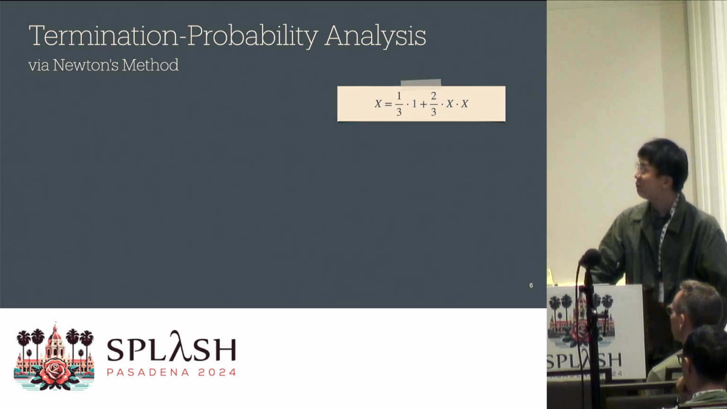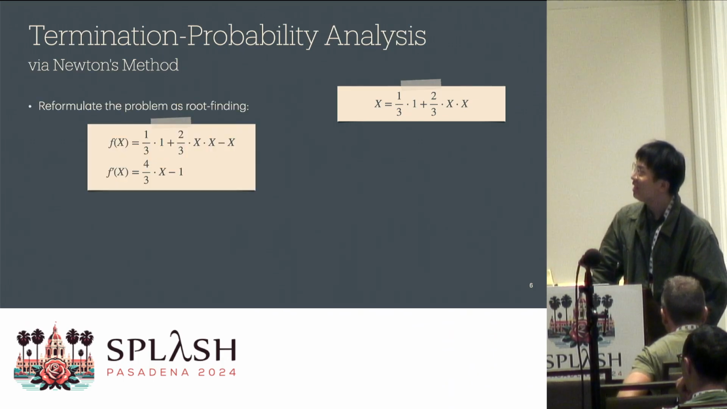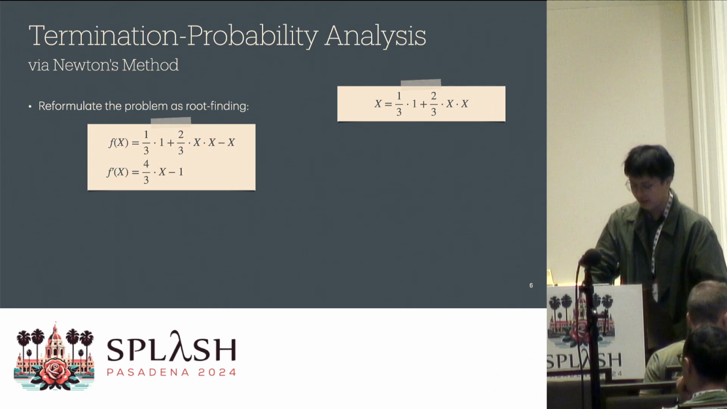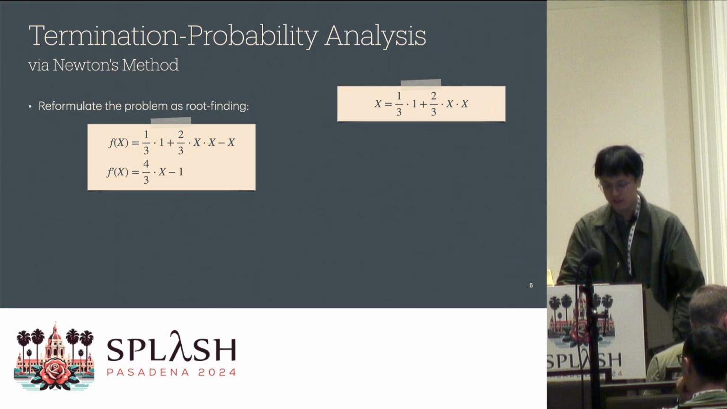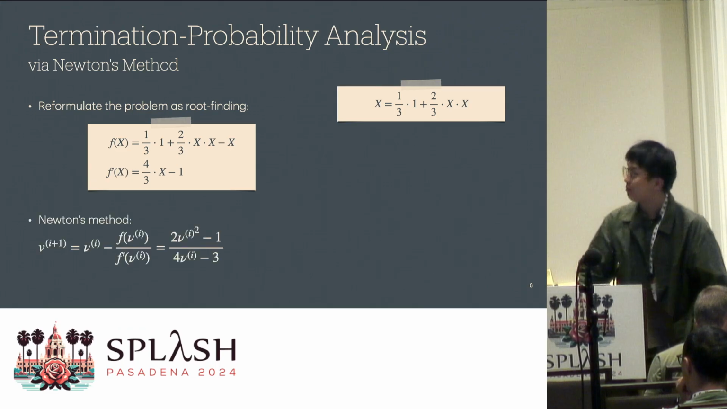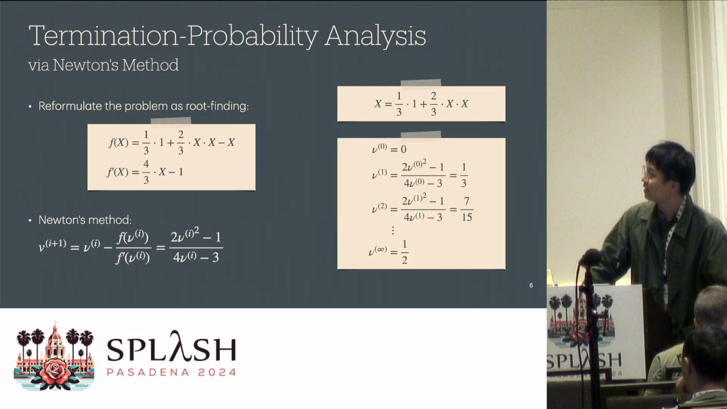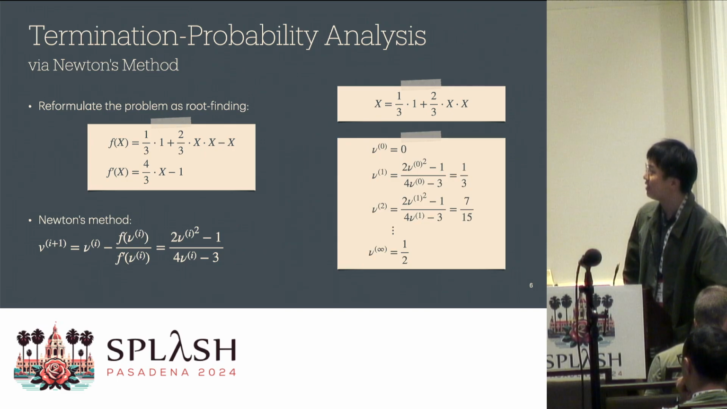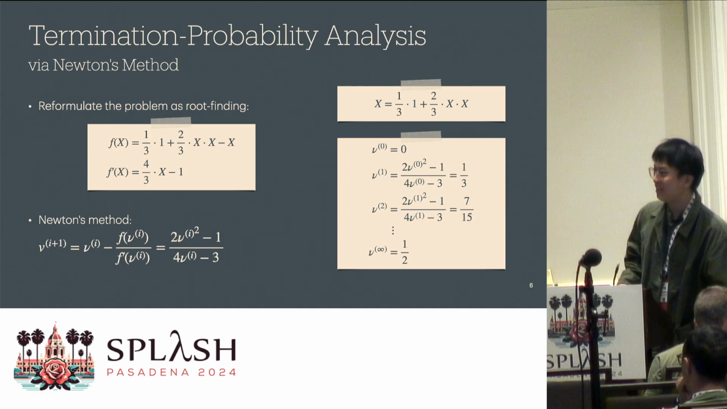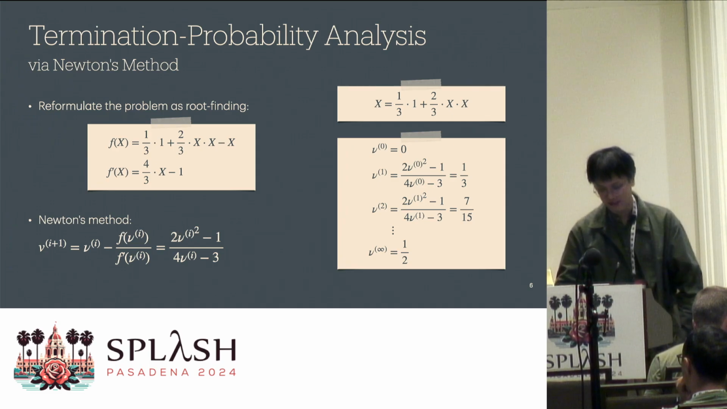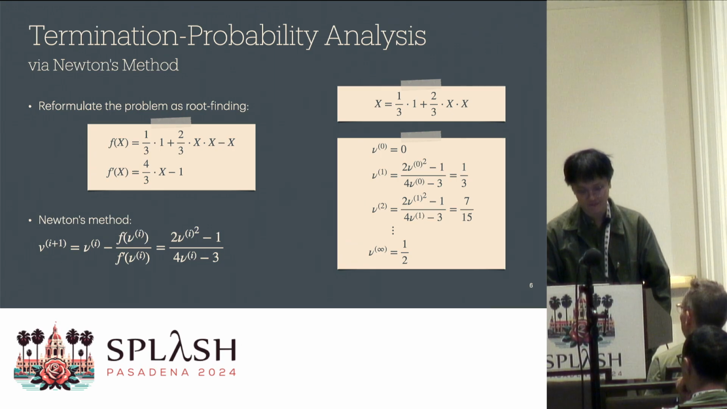The simple way is that we can move the left-hand side to the right-hand side. Then we can obtain a function f. Then we just reduce the termination probability analysis to finding the root of this function f. So if we just repeat this process, we can construct another infinite sequence of numbers, and finally we will reach the true answer, 1/2, as the termination probability.